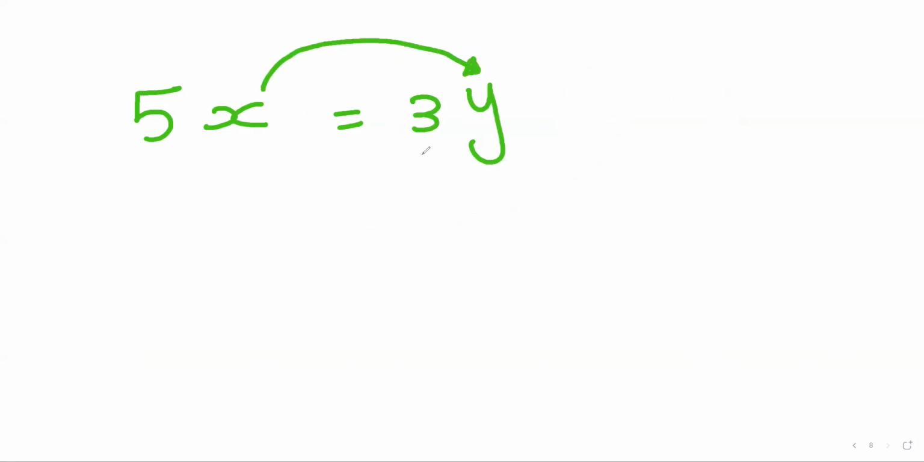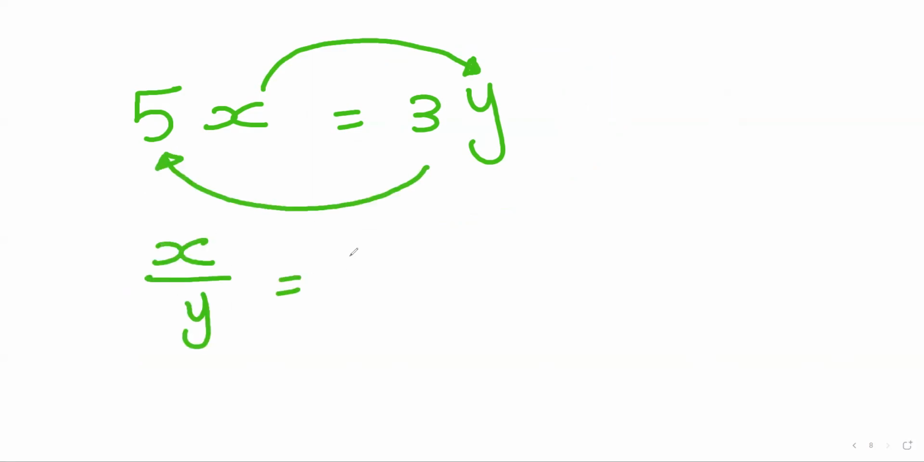Like if I said to you 5x equals 3y, so x over y equals what? Don't return alone. Take 3 with you. 3 over 5. So x over y equals 3 over 5. Okay.